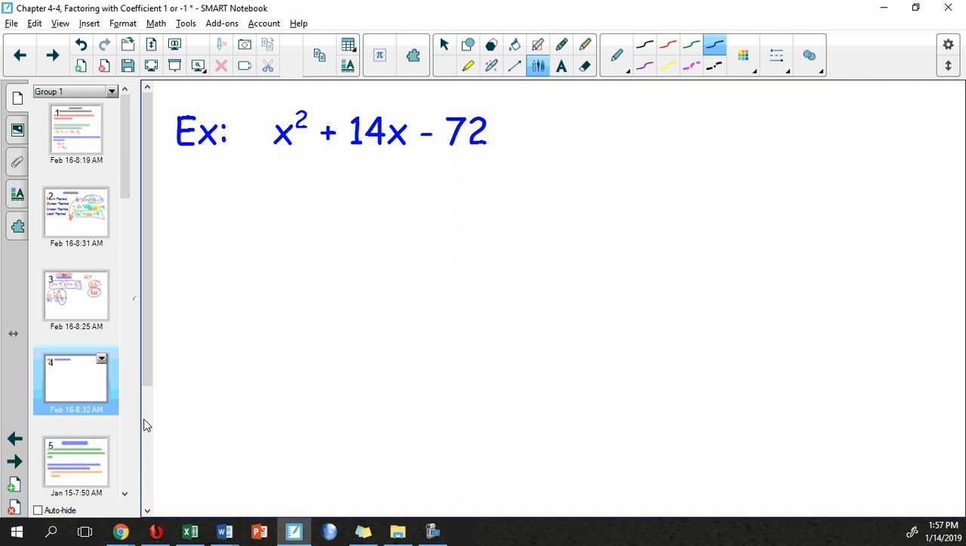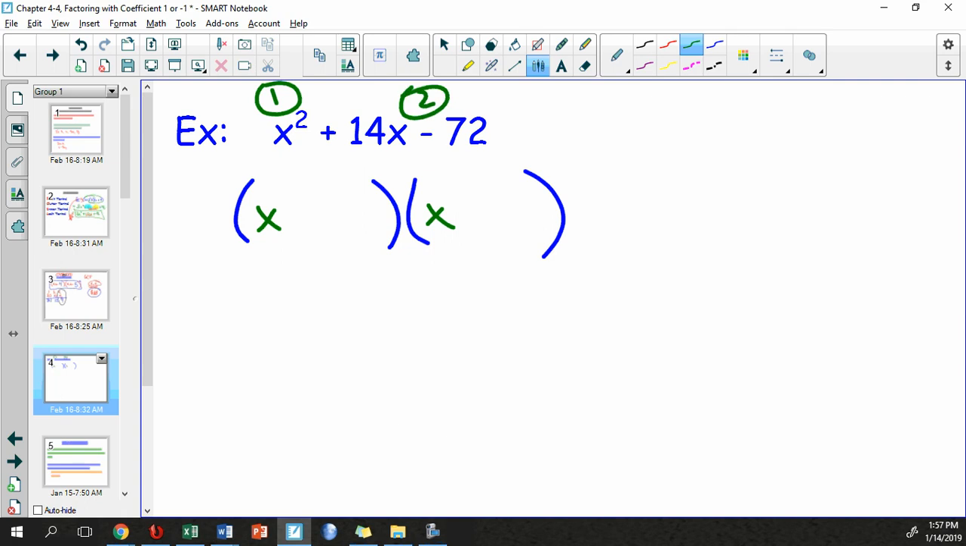X squared plus 14x minus 72. Step 1, look for a GCF. Do you see one? I have no GCF. So I'm going to go ahead and go straight to two binomials. First thing I want to do is break down that x squared. How do I break down that x squared? X and x. Second thing I want to do is I need to obtain a negative 72. How do I get a negative number when multiplying two together? I have to have opposite signs. Do we understand that? So I'm going to put a plus here and a minus there.